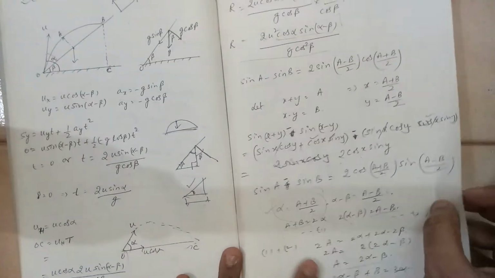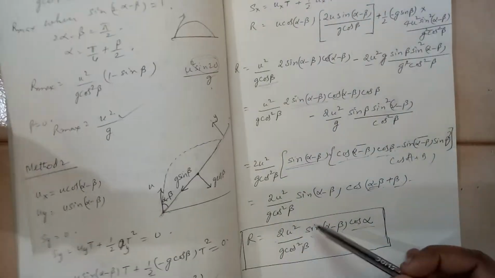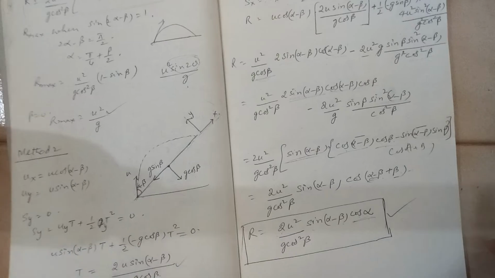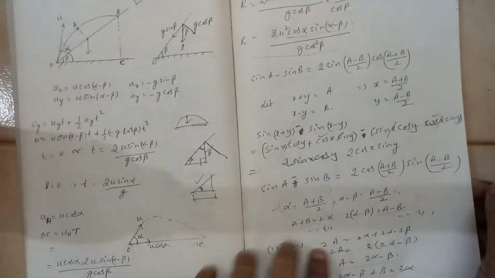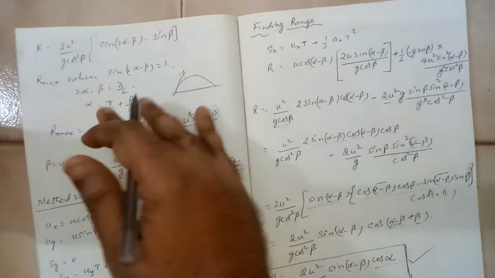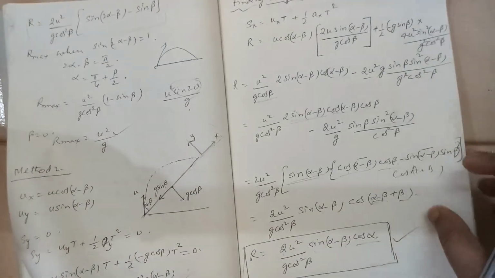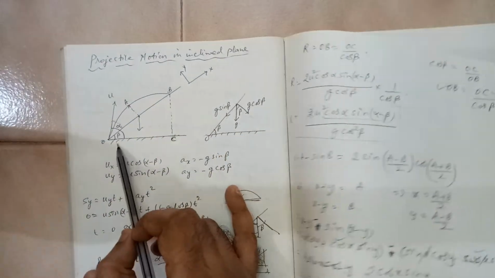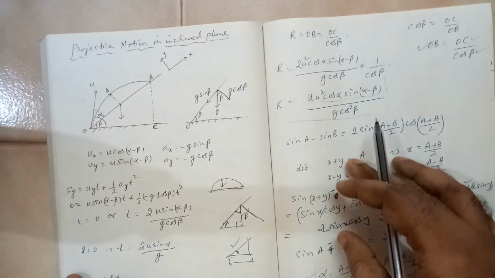You compare this with this equation. You got the same 2u square cos alpha sin of alpha minus beta by g cos square beta, the same answer. So you can convert this using the sine operation we have done. Again you will get the same answer, and from here onwards it is the same procedure. But what we are trying to show is, you can calculate along the plane or you can calculate like this and do the back calculation. Both yield the same answer.